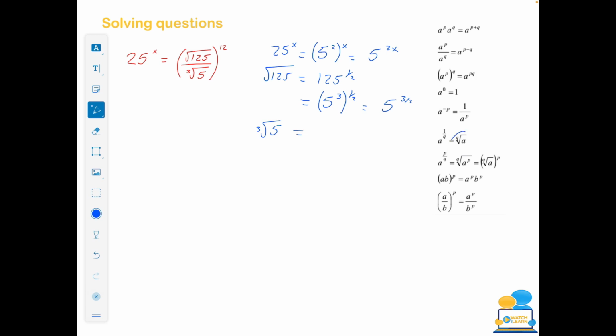Okay, and then the last one, we have the cubed root of 5. You can see this in our formula here. So we have something that looks like that. We're going to turn it into 5 to the power of 1/3.